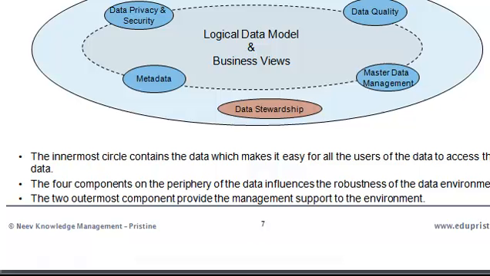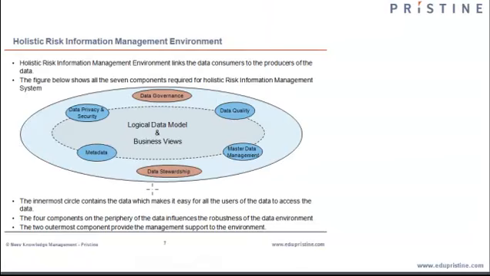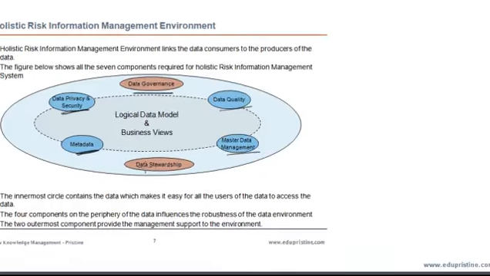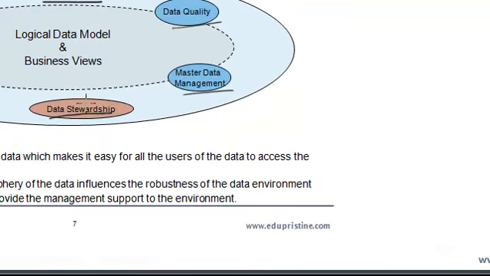The innermost circle represents the data availability. The 4 peripheral components represent the environment to access the data. These 4 components consist of data privacy and security, data quality, master data management, and metadata. The outer components provide the management support to the environment. The outer components consist of data governance and data stewardship. Let's try to understand the diagram in detail.